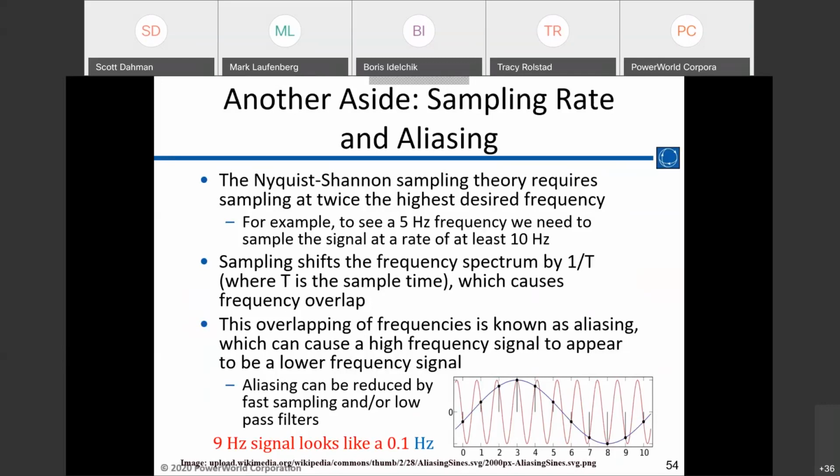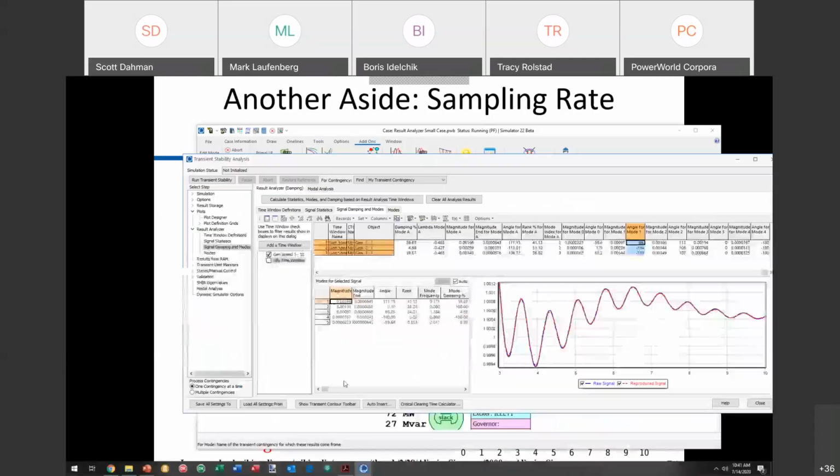So what you need to know is if I want to detect a 5 hertz oscillation, I must sample that signal at least 10 hertz. It has to be 2 times bigger. What you're going to see in simulator, we'll have a dialog in the time window. I guess I can just show that.